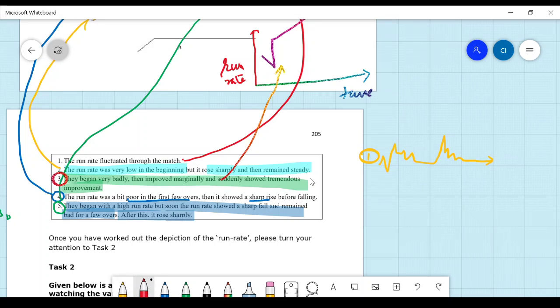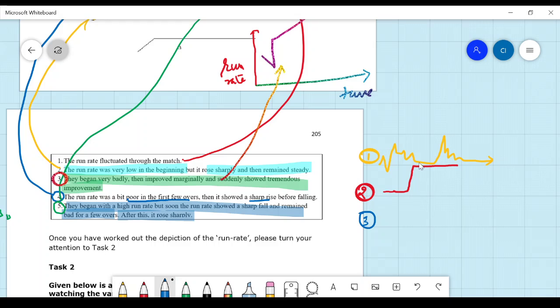And for the second one, the run rate was low in the beginning. The run rate was very low. So here it is: as the time goes 5 minutes, 10 minutes, to 3 hours, 4 hours, 5 hours, it is very low, but it rose very sharply. In the 6th hour there was a really sharp rise, and then it remained steady. Okay, that is right. Then we have this third graph.